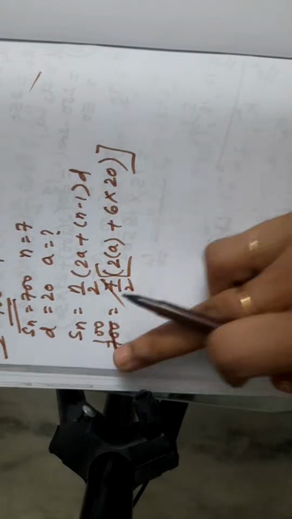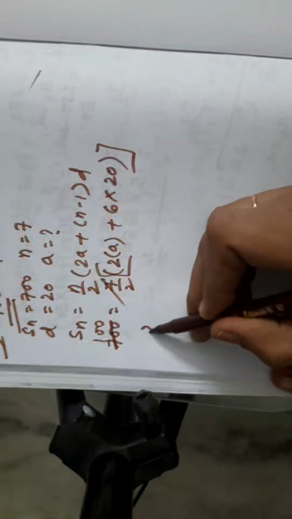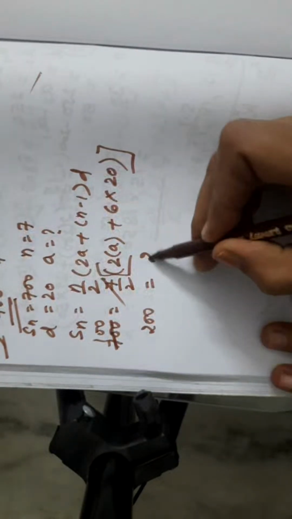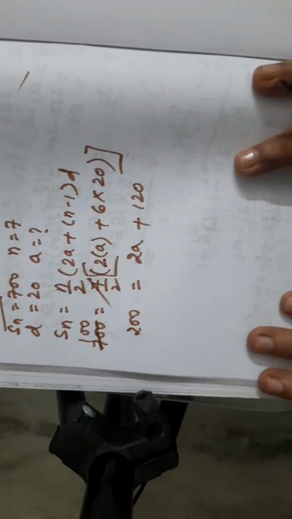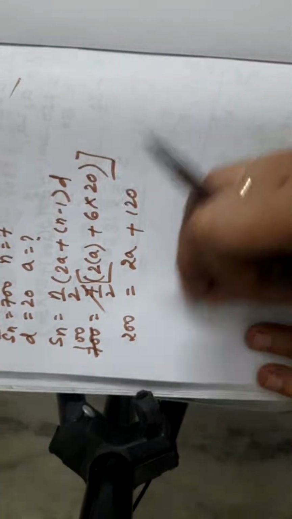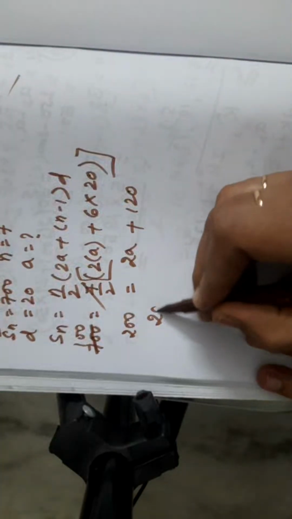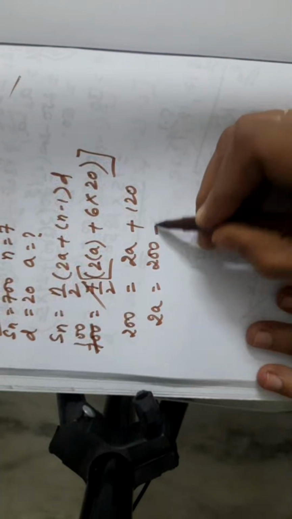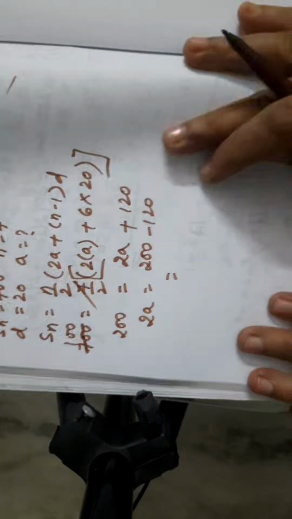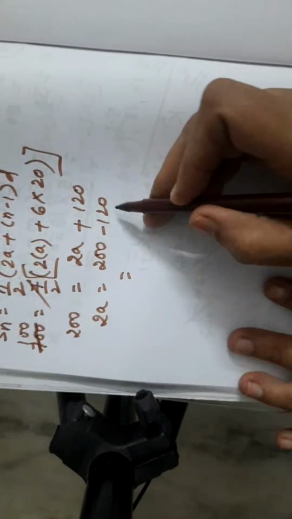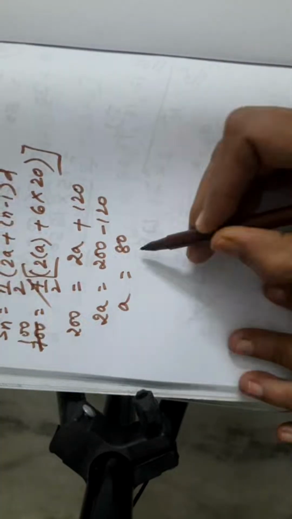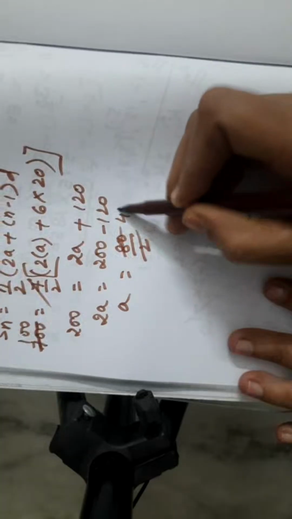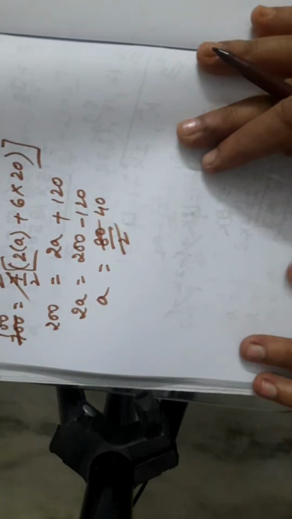Now have cross multiplication. 100 multiplied by 2 is 200, is equal to 2a plus 120. 6 multiplied by 20 is 120. Now shifting this number, so 2a is equal to 200 minus 120. Thus we got this to be 120 minus 20. 200 minus 120 is 80. So a is 40. This we got the first one, first prize.